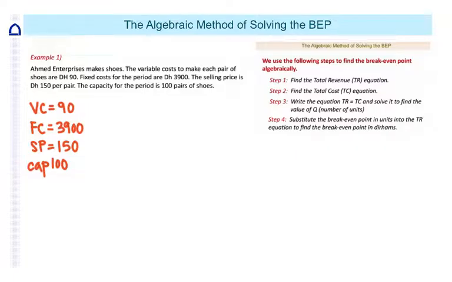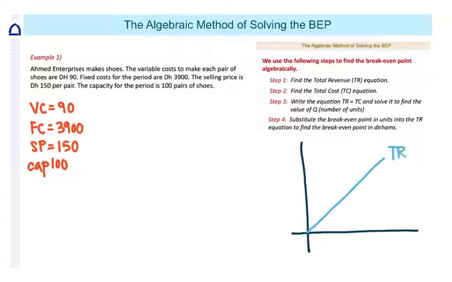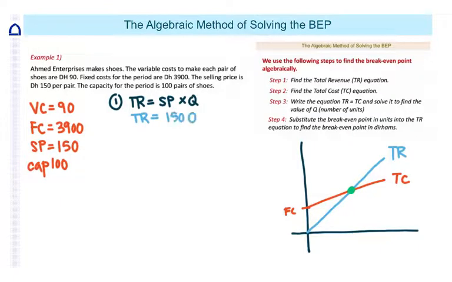Again, let's draw a picture to see what's happening. Your revenue equation always starts at 0 and goes up. Your cost equation always starts at the fixed cost and goes up at a little bit smaller slope. And then we have the break-even point we're trying to find. So according to the algebra method, the very first step is we need to find the total revenue equation. The total revenue is selling price times quantity. So in this case, the total revenue is 150Q.